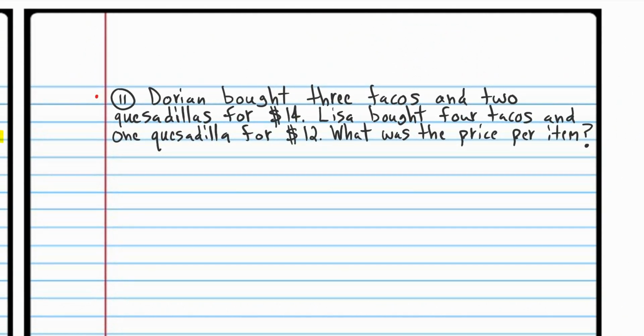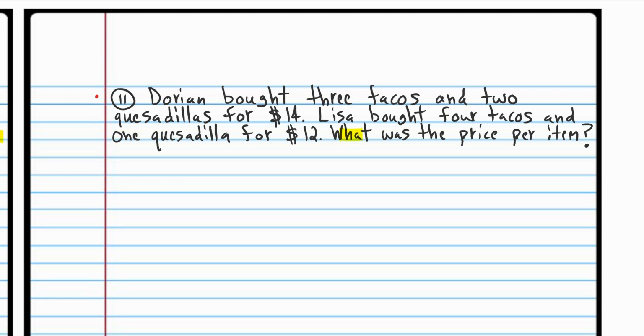It's not asking for the number of tacos that were sold. It's not asking for the number of quesadillas that were sold because they actually give us that information. They say 3 tacos and 2 quesadillas. And in the other sentence, it's 4 tacos and 1 quesadilla, and so on and so forth. So we're not looking for that information. So this is changing. This is different.